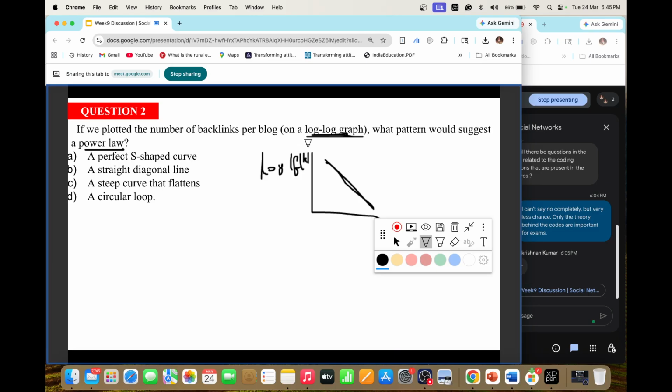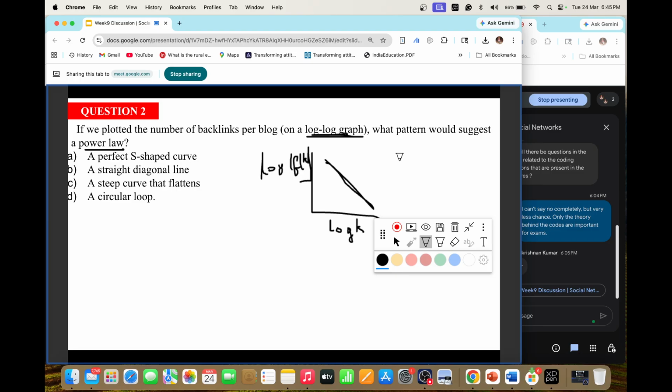Okay, here it is: log of fk on the y-axis, and on the x-axis it is 1 by k square, which means log of k. So log of fk versus log of k will be nothing but a straight diagonal line with a receding slope, because it is following a power law.